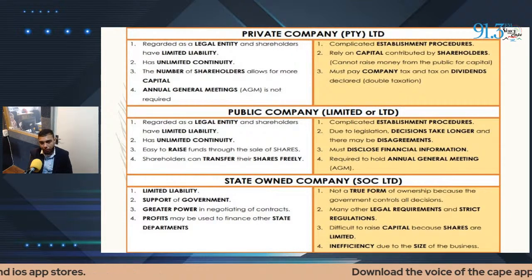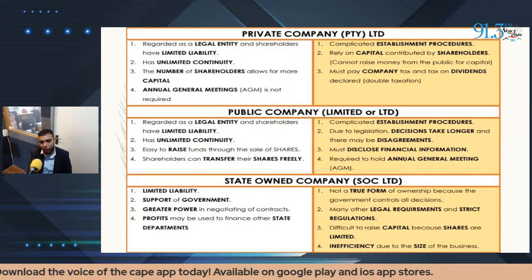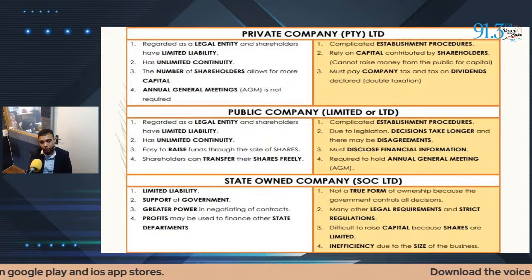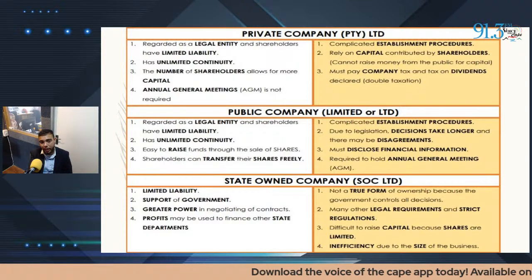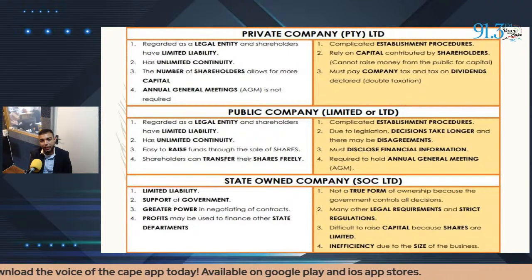Our state-owned companies are owned by the state or partially by the state. It has limited liability, support of government, and greater power in negotiating of contracts. Profits may be used to finance other state departments. Examples of state-owned companies would be SASSA, Transnet, Eskom, and Mikecity.